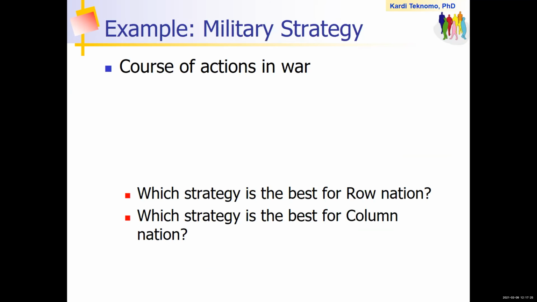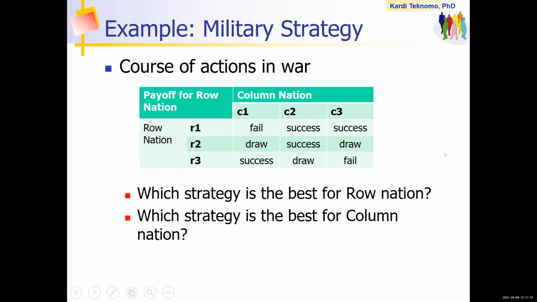So game theory is also used in the military. Okay? So this is an example. You have two nations. Let's call them row nation and column nation. Row nation will have three alternatives, R1, R2, R3, and column nation will have three alternatives, C1, C2, C3. Then you will have this outcome table, the payoff table. This payoff table is for row nation.